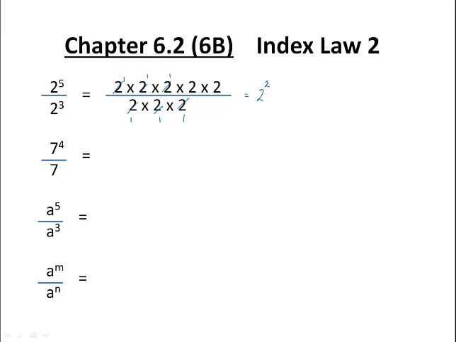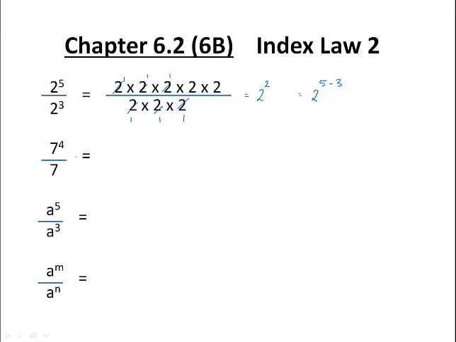How does the power of 2 relate to the powers of 5 and 3 that we started with? Well, 2 to the power 5 take 3 is 2 squared. Does it work for other bases and other powers?